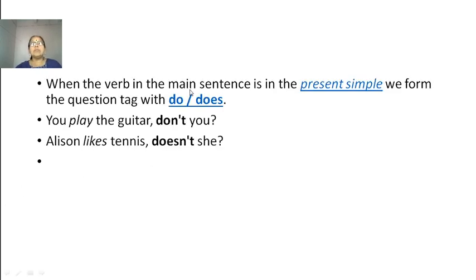When the verb in the main sentence is in the present simple, we form the question tag with do, does. Sometimes you will not get auxiliary verbs because it is in simple present tense. You play the guitar. This is an example of simple present tense. So when you do not have any verbs in the sentence, then how is it? It is don't you. Okay? Alison likes tennis, doesn't she?